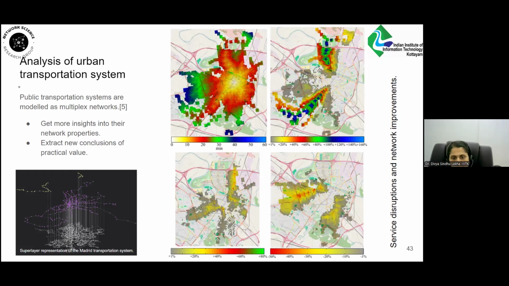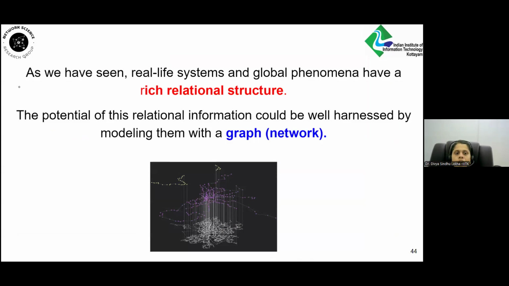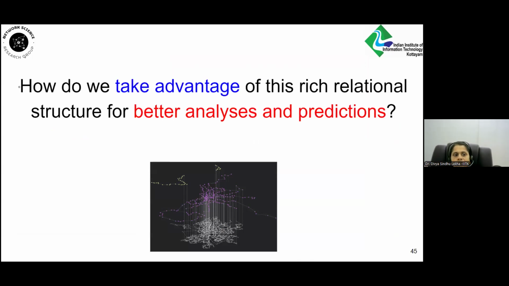Up to now, we have seen that many, or almost all, real life systems or phenomena have some rich relationship structure, which we could model as a graph. When we think about any system, each system could be modeled as a graph or a network, depending on which kind of relation we are looking into. But now the question is: you have a rich relational structure, how will you take advantage of it so that you can have better analysis or better predictions about the system? Here we have seen how this data could be captured and modeled as a network.